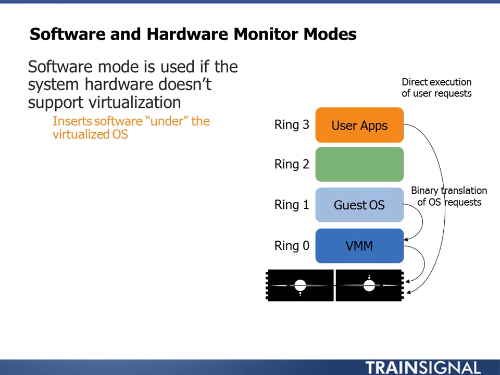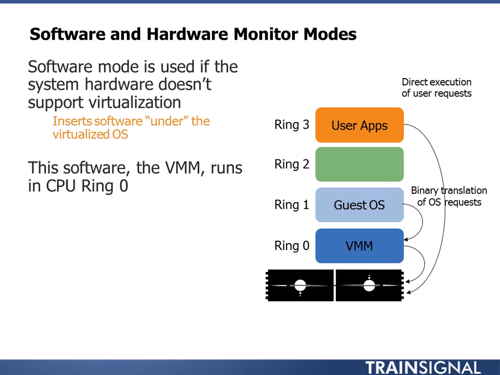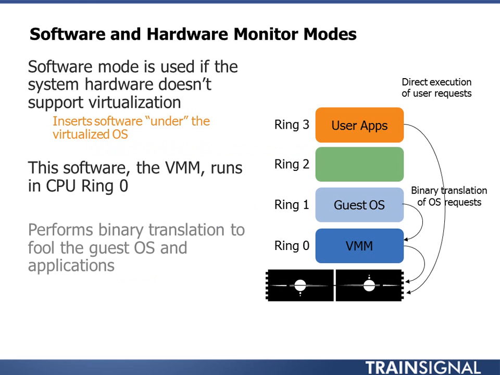So, software and hardware monitor mode. Software mode is used if the system hardware doesn't support virtualization. It inserts software, what we call under the virtualized OS, and the software, the VMM, runs in CPU ring 0 and performs binary translation to fool the guest OSs. So this is kind of an old school way to do it.